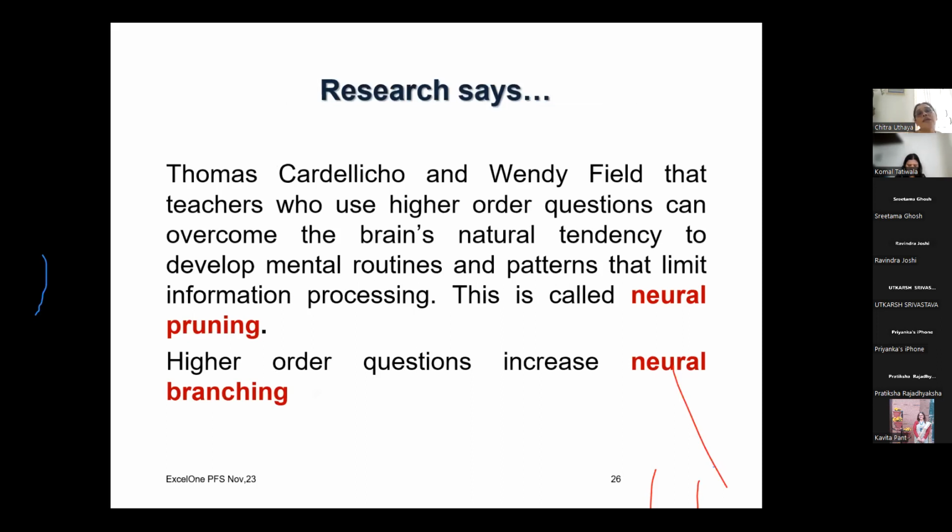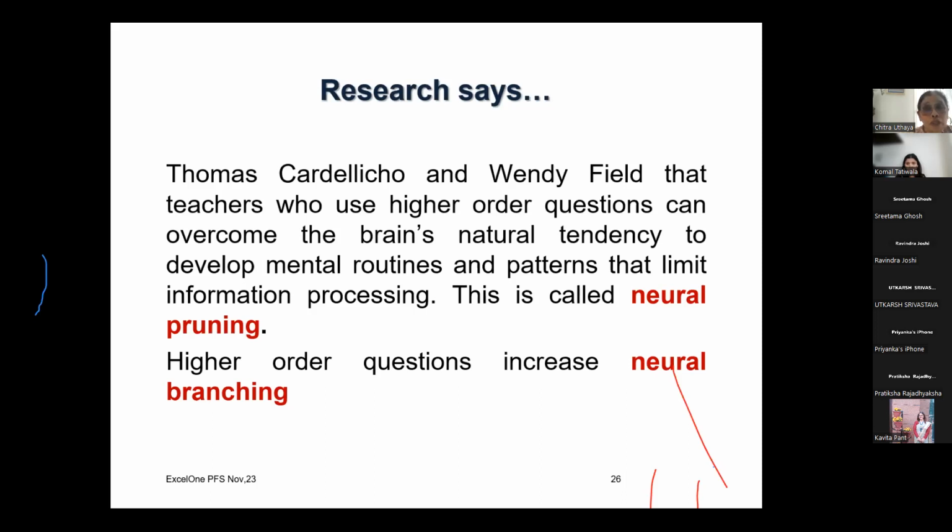So research says that when you ask higher order questions, you are actually promoting neural branching. That is, you're promoting the brain to make more neural connections, and therefore helping the child in divergent thinking or lateral thinking. But if we confine our questions to just the lower order questions, just recall and understand, then the tendency of the brain to fit into certain patterns will occur, and this is called neural pruning.